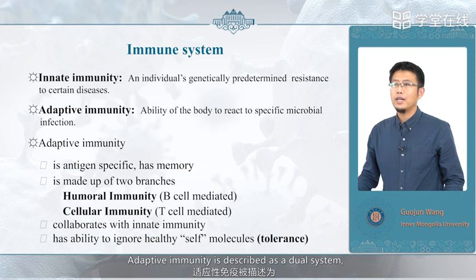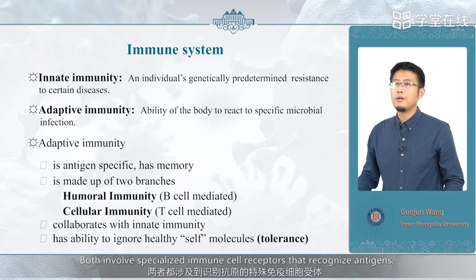Adaptive immunity is described as a dual system with humoral and cellular components. Humoral immunity primarily involves B cells and neutralizing threats outside human cells. Cellular immunity primarily involves T cells and deals with threats inside cells.